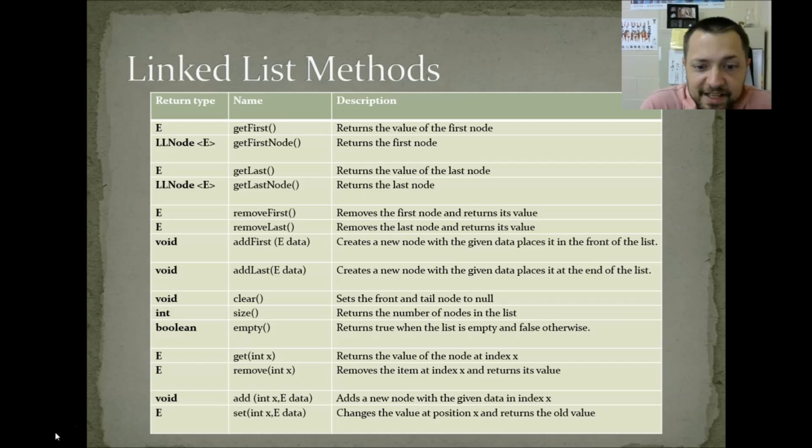Get, you send it an index and it returns the value at the given index. Remove x removes the item at the specified index and returns its value. Add, this is our insert, add at this position this value. Set, go to this position and change the value. So we're making a linked list that will have pretty much all the commands that an array list has.